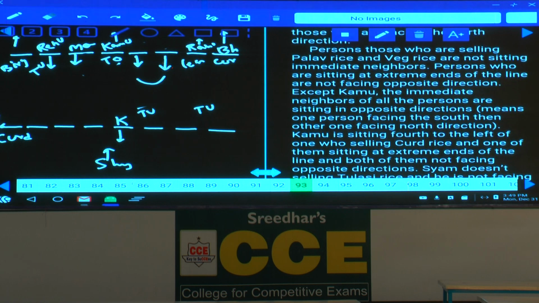Persons who are selling pulao and veg rice are not seated as immediate neighbors. And this Manu must be what? Manu must be either pulao or veg rice, because these two persons are immediate neighbors to each other, isn't it? And this Manu must be either pulao rice or veg rice. And between these two persons, one will be either pulao or veg rice. Why is it so?